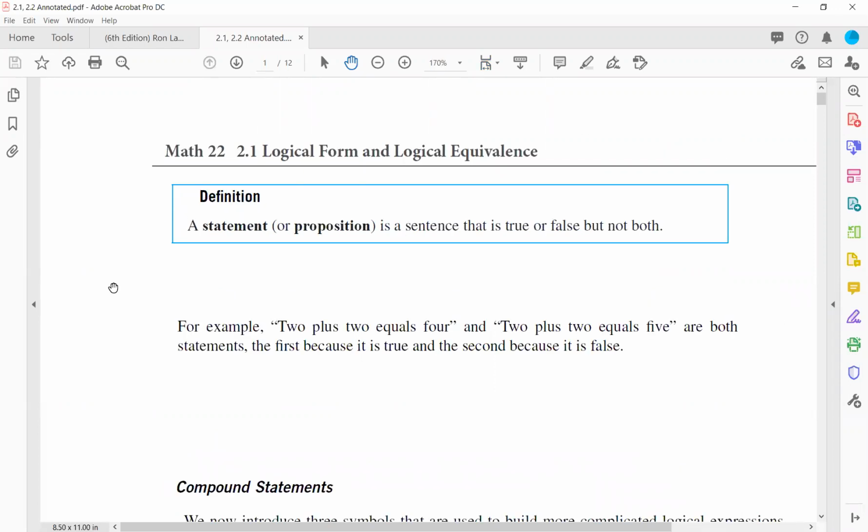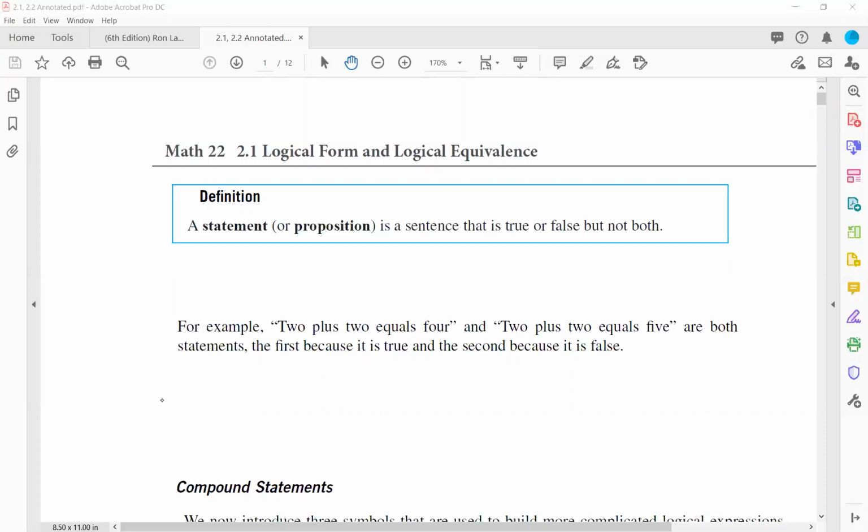Very well, so let's start with a statement or proposition for this chapter. Definition: a statement or proposition is just a sentence that is true or false, but not both at the same time. For example, 2 plus 2 is 4.